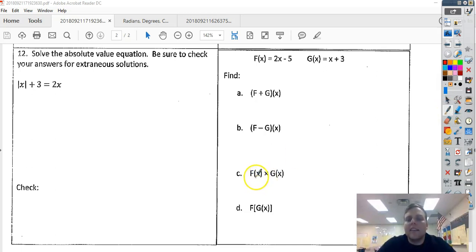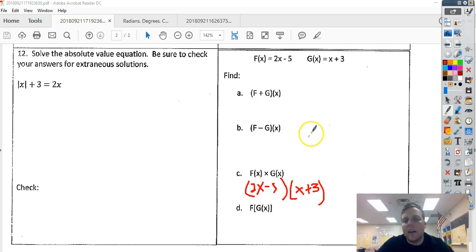Okay, problem C says f of x times g of x. Here's f of x, 2x minus 5. So now, since I'm multiplying two functions together, it is imperative you put both in parentheses. So 2x minus 5 times x plus 3. So when you're multiplying parentheses, it's best just remember that everything from the first parentheses needs to multiply to each individual thing in the second parentheses. So it means this 2x needs to multiply to both of these things. This negative 5 needs to multiply to both these things.